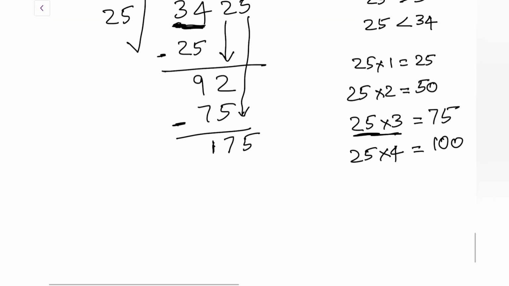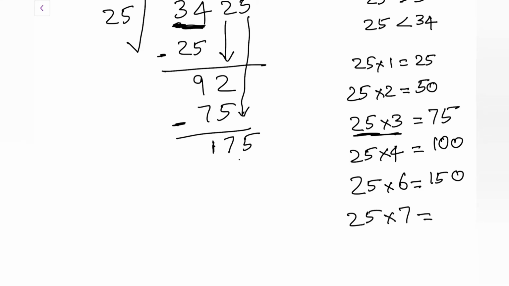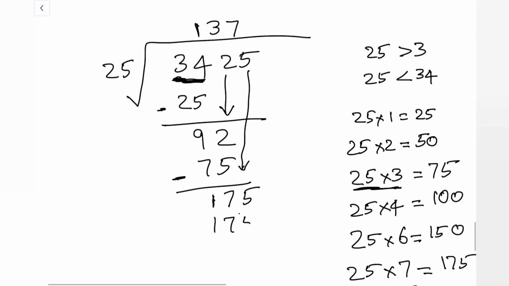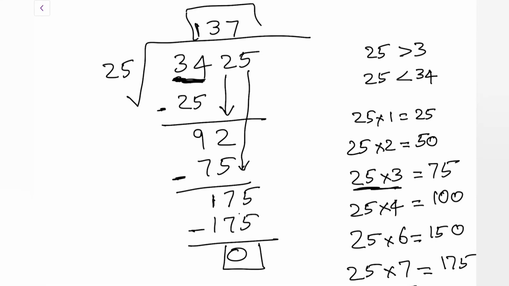Let's see if 175 is divisible by 25. So 25 into 6. Let's see, 25 into 6 is 150. No, it has to be more than that. Let's see, 25 into 7. 25 into 7 is 175. That's right. So if you put 7, you get 175. 0 is your remainder. Therefore, 137 boxes will be needed.